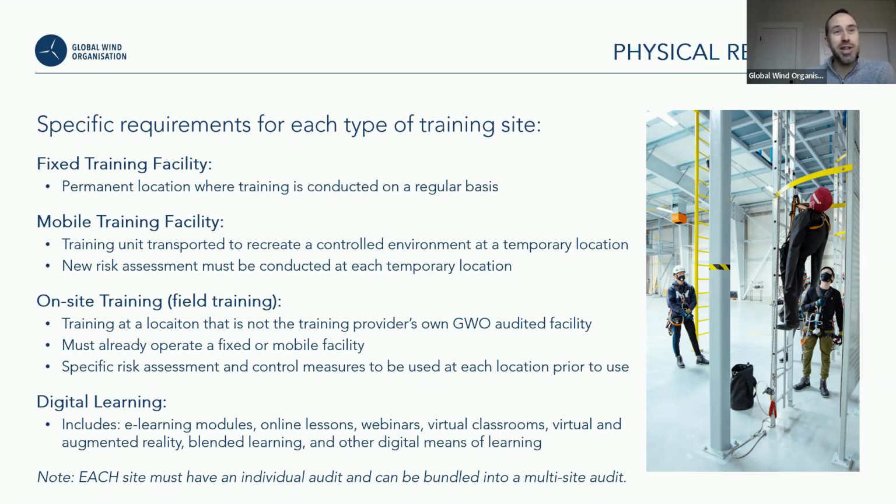The other option is to have an on-site training. And so think of this as being like training inside of a turbine, or sending an instructor to a location that's maybe not a certified facility, but the instructor can do an assessment, risk assessment, and figure out all the control measures to use that location. And there's a process that has to be set up to do that. And as you see there, it says it must already operate a fixed or mobile training facility before you can step into the on-site training.